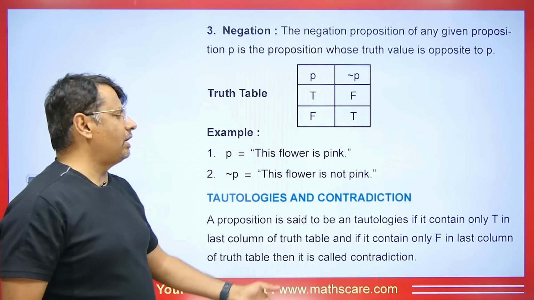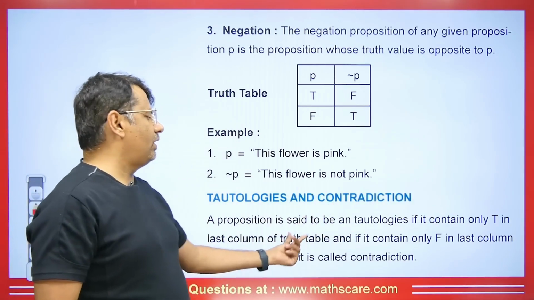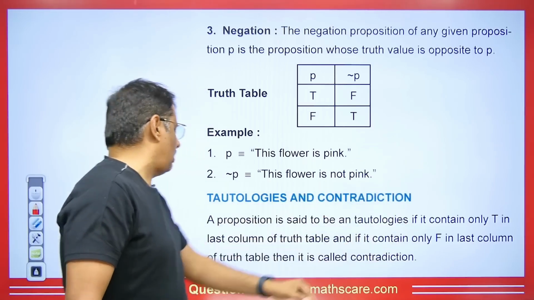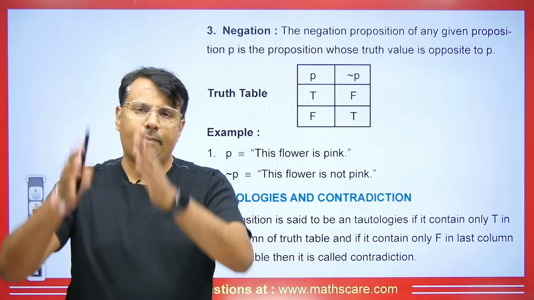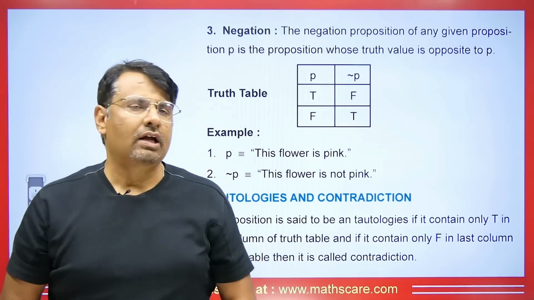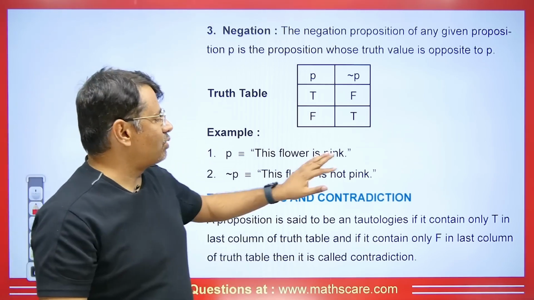So the proposition is said to be a tautology if the last column of the truth table contains only T. And if the last column contains only F in the truth table, then it is called a contradiction. Okay guys, if we calculate the last column that we have here and get all true, then it's called a tautology. If all the cases are false, then it's called a contradiction.